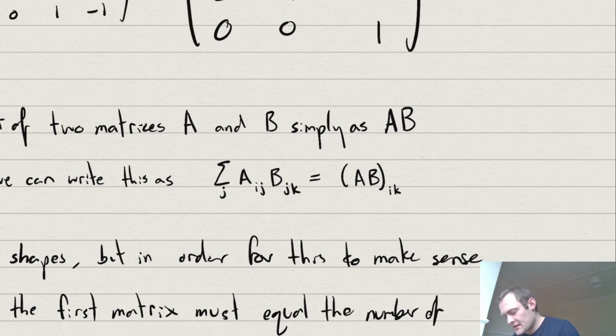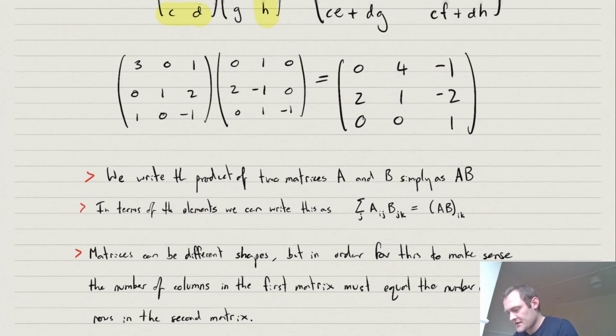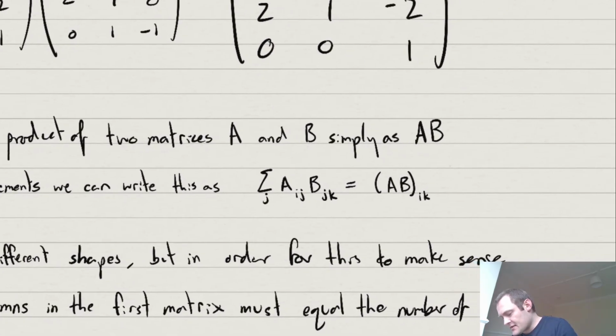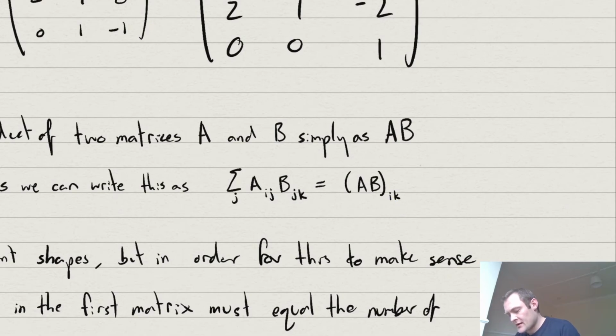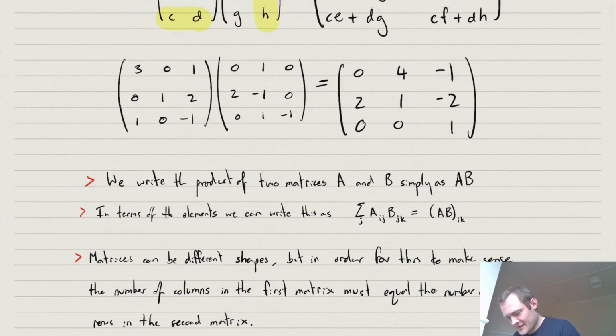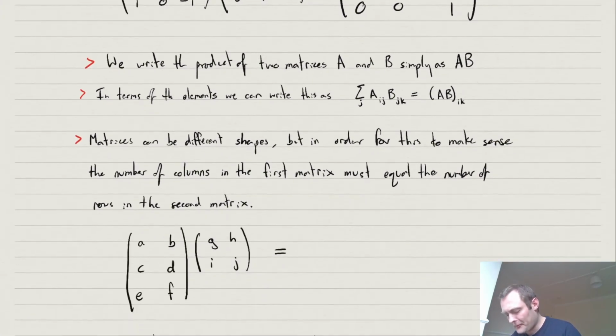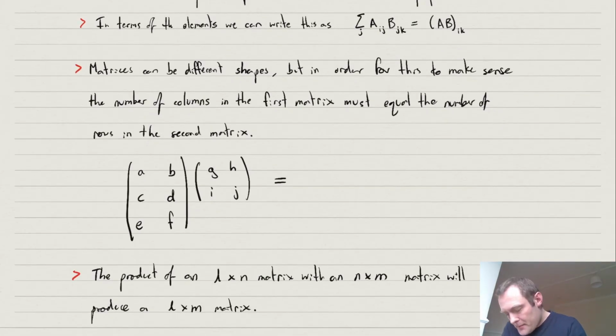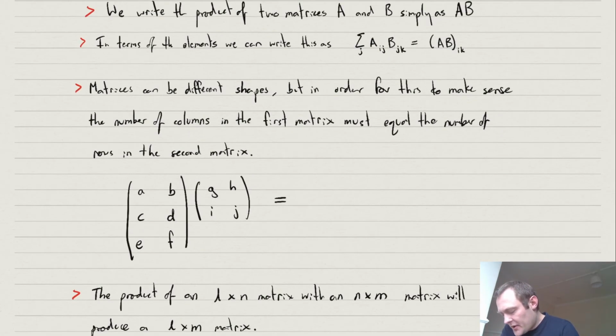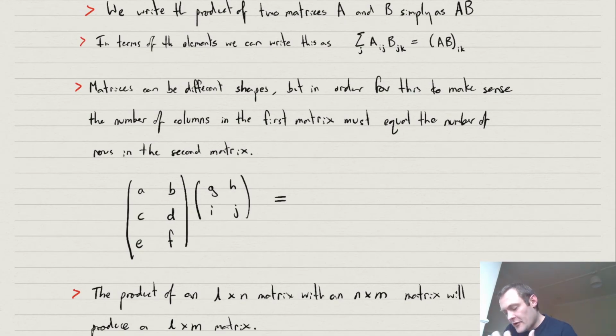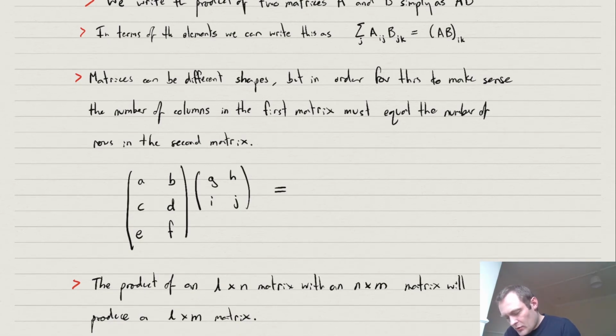And then, yes, we'll get a matrix. A times B is a matrix. This is what it is. And that will refer to the ith component. Okay, so matrices can be different shapes, but in order for it to make sense, the number of columns in the first matrix must equal the number of rows in the second matrix. So this one does make sense. So we can work along here and here.